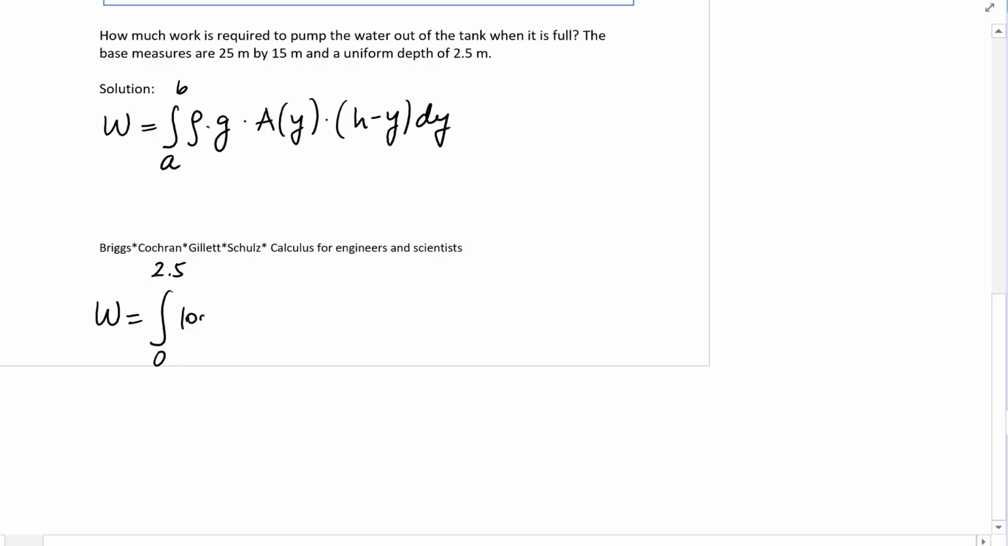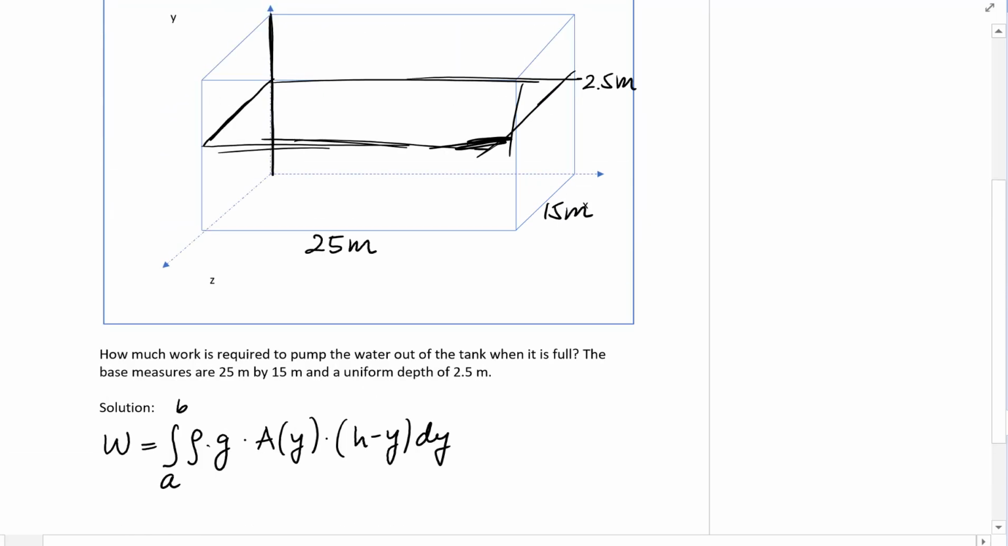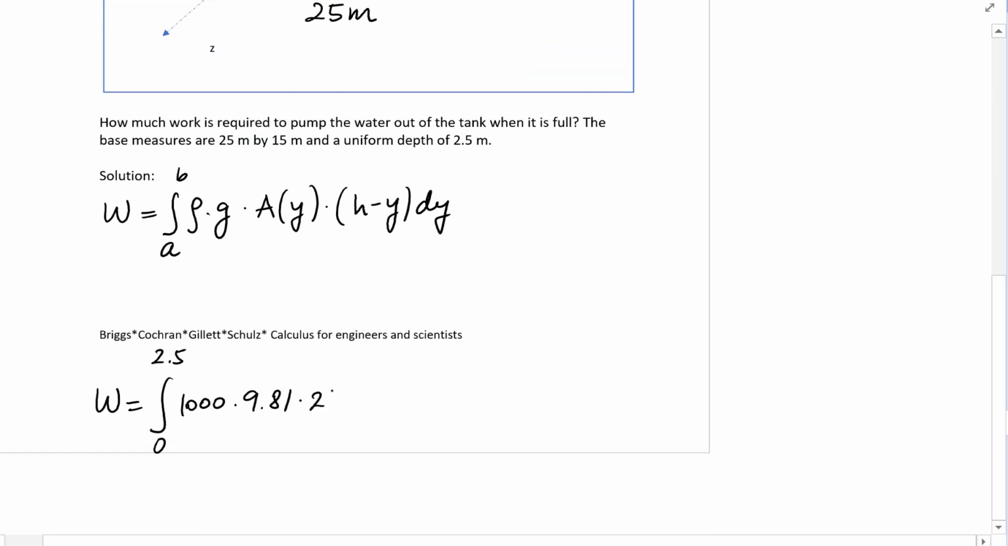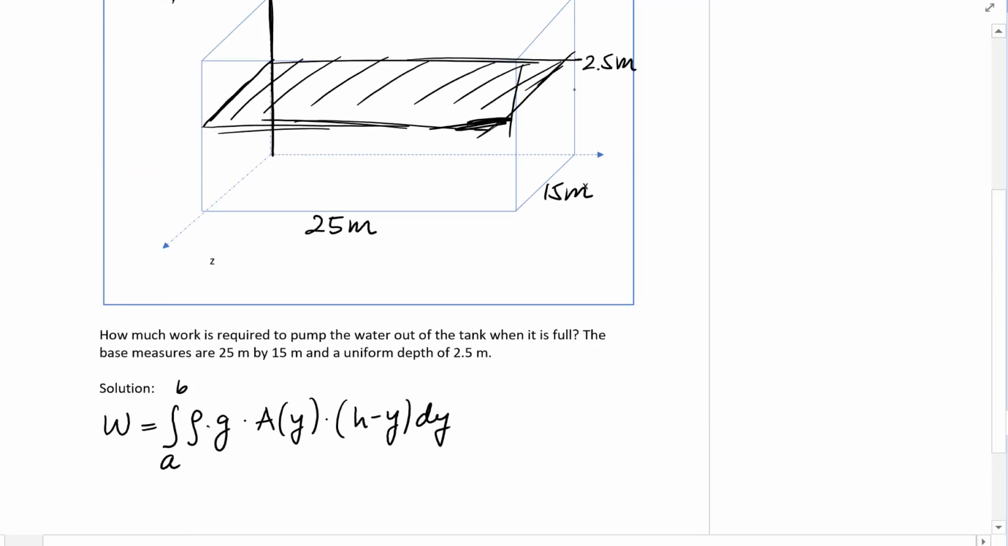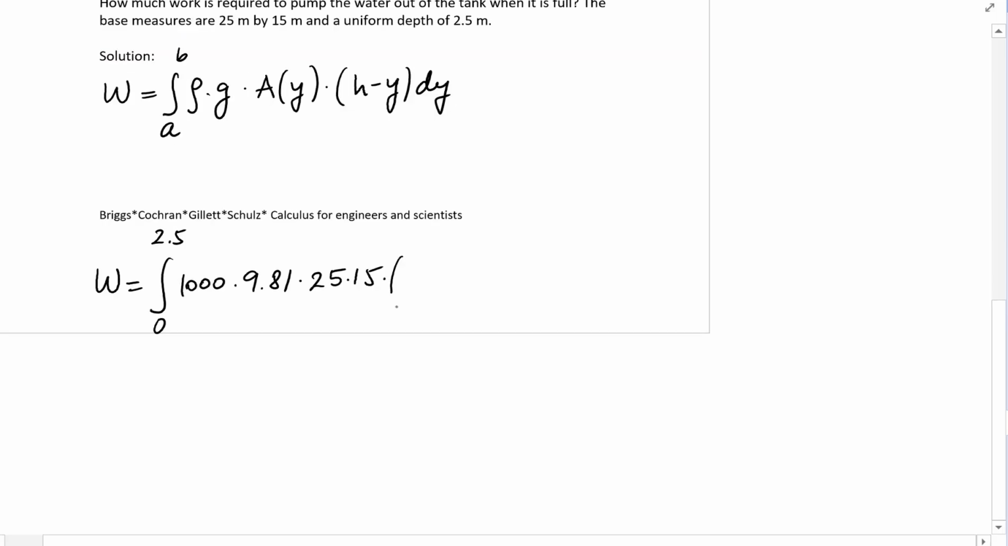And then rho for water is 1000. G is the gravity, 9.81, times A of y. So I want to find out what is the area of this slice. That's 25 times 15, and then times h minus y. So we go step by step, right? We remove this slice, and then this one, and so on. So basically it is this distance, which is 2.5, minus each piece. So 2.5 minus y dy.